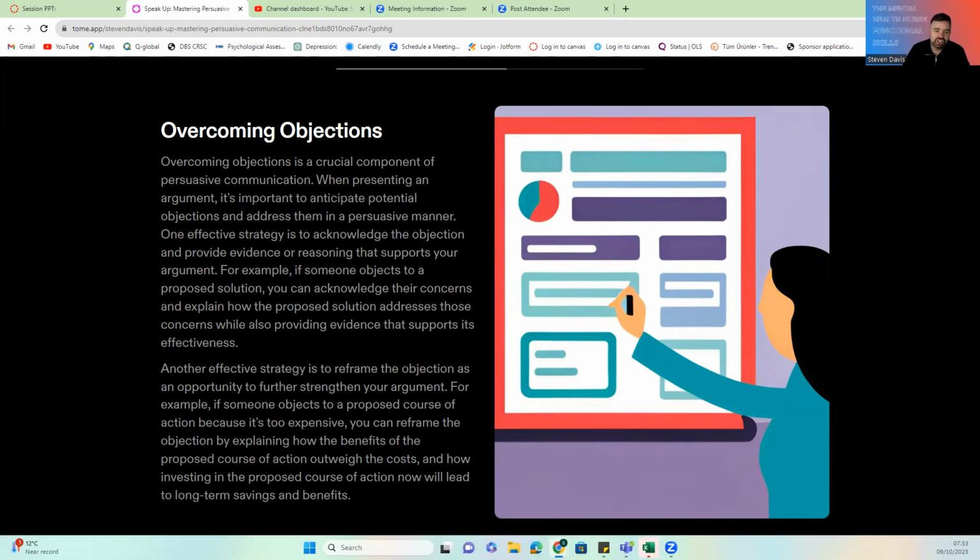Another effective strategy is to reframe the objection as an opportunity to further strengthen your argument. For example, if somebody objects to a proposed course of action because it's too expensive, then you can reframe the objection by explaining how the benefits of the proposed course of action outweigh the costs, and how investing in it will lead to long-term savings and benefits.